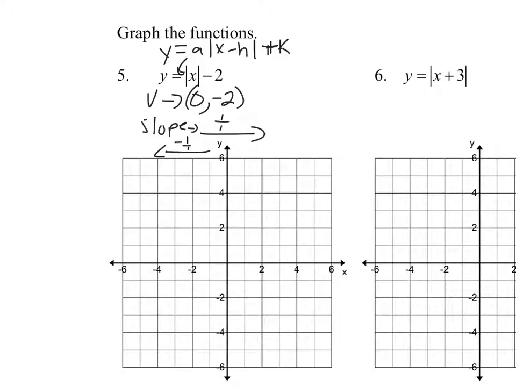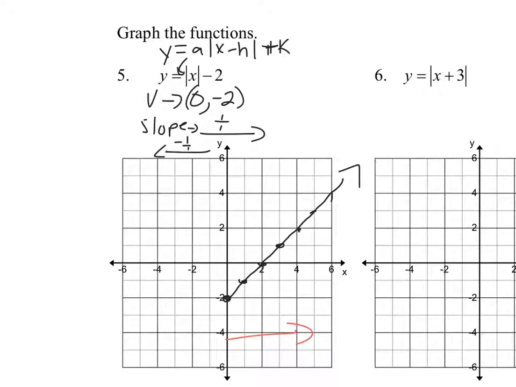So if we graph that, 0, negative 2 would be right here. Okay? Then as we're going to the right of our vertex, we'd have to use the slope 1 over 1. So we'd move up 1, right 1, up 1, right 1, up 1, right 1, and so forth. And we draw our line, which is a terrible line. Draw our line. That's better.